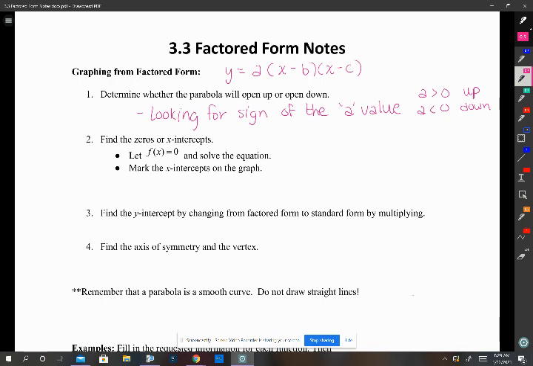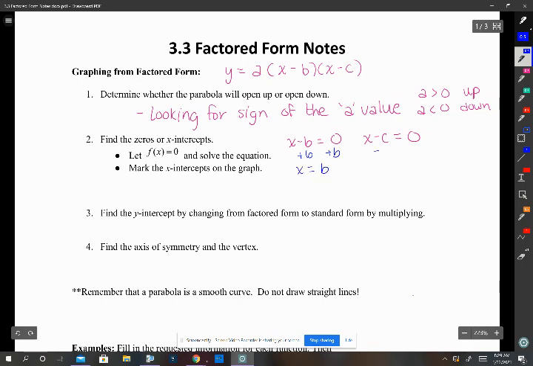The next thing we're going to do is find the zeros or x-intercepts. So whether that means we factor and then solve, or whether it's already set up to do that. That means we go x minus B equals 0, x minus C equals 0, and we solve for our values. We add B to both sides, so x is equal to B. We add C to both sides, x is equal to C, and then our points are (B, 0) and (C, 0). And remember, B and C are numbers, okay?